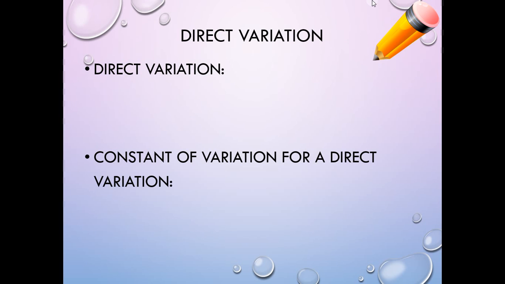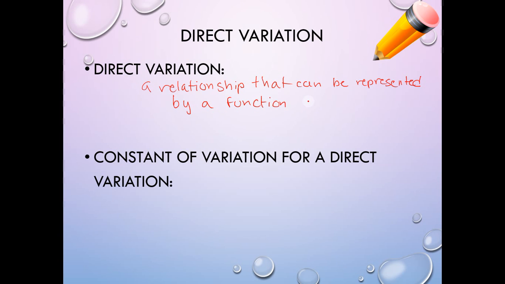So direct variation is a relationship between numbers or quantities that can be represented by a function in the form y equals kx. Now, that is going to be the main point that we're going to want today. y equals k times x.